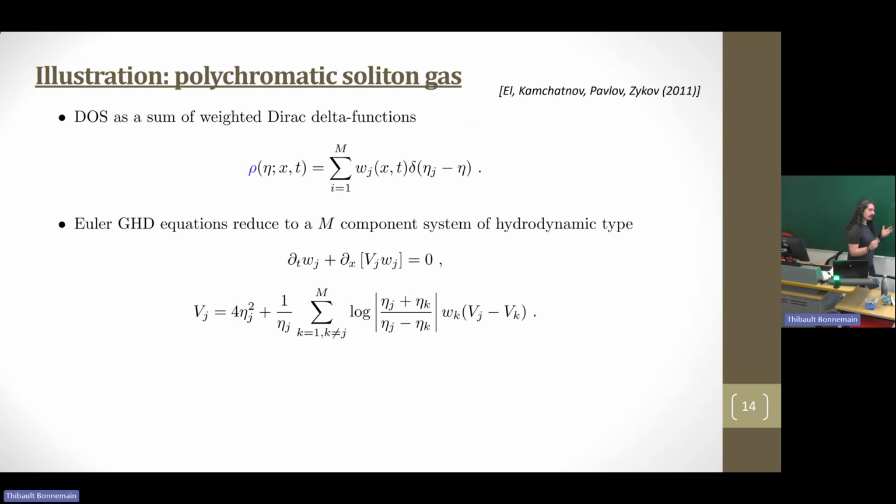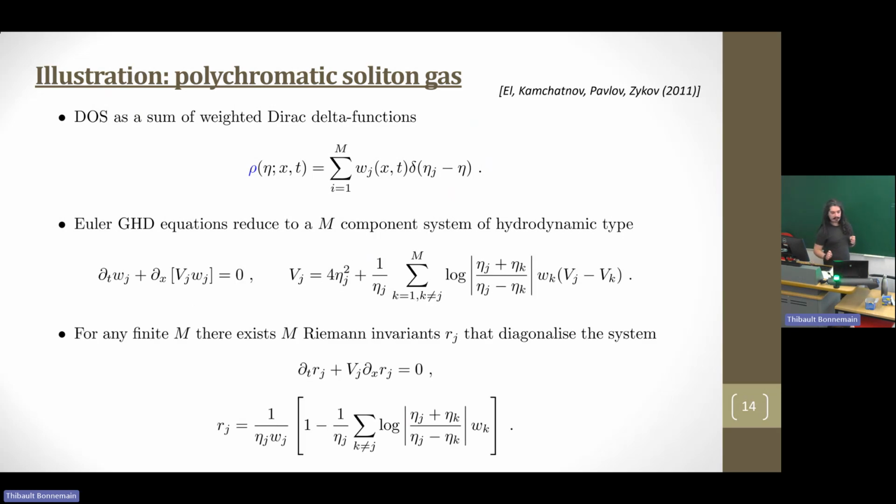Now the other GHD equation under this application reduces to an n-component system of hydrodynamic type for the propagation of the weights, with effective velocity that are defined in this way. And the main point of doing so is that the theory of systems of hydrodynamic type is very well known, and this type of system in particular has been well studied.